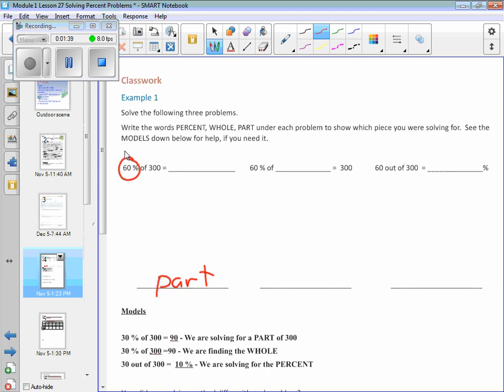Now let's take a look at this. What about if I asked you 60% of something is 300? Is the piece that I'm asking for, is this the part, the whole, or the percent? Matt? It is the whole.